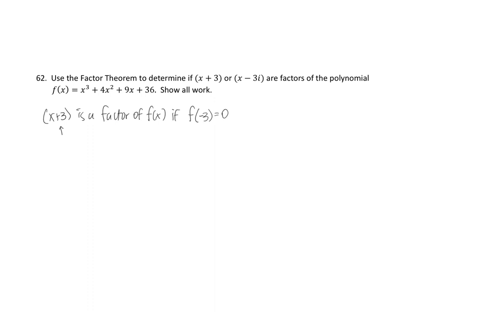So what I'm going to do is plug negative 3 in for x. So what is f of negative 3? That's going to be negative 3 cubed plus 4 times negative 3 squared plus 9 times negative 3 plus 36. And let's see what that gives us. If I plug all of that into my calculator, I get 18. So since that is not 0, that means that x plus 3 is not a factor.